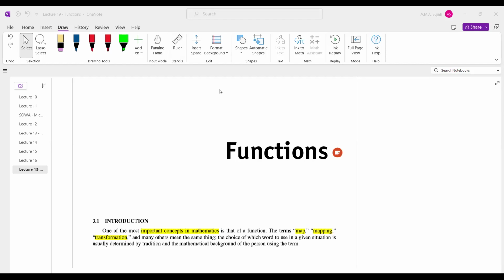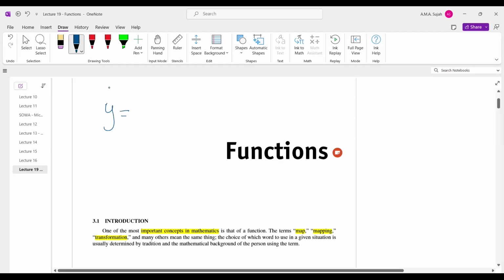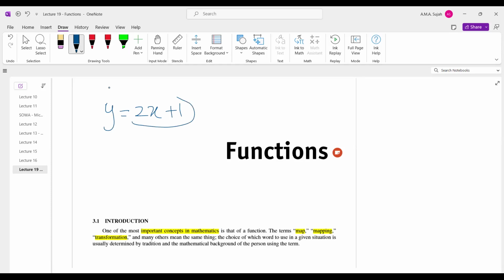Yeah, functions means, if you just imagine, right? Okay, y is equal to 2x plus 1, right? This is a function, right? So functions means we can find out the relationship between the variables, right? So y is a variable, x is a variable, right? Depending on the value of x, how the y changes, right? So that is a relation between two variables, x and y, right?